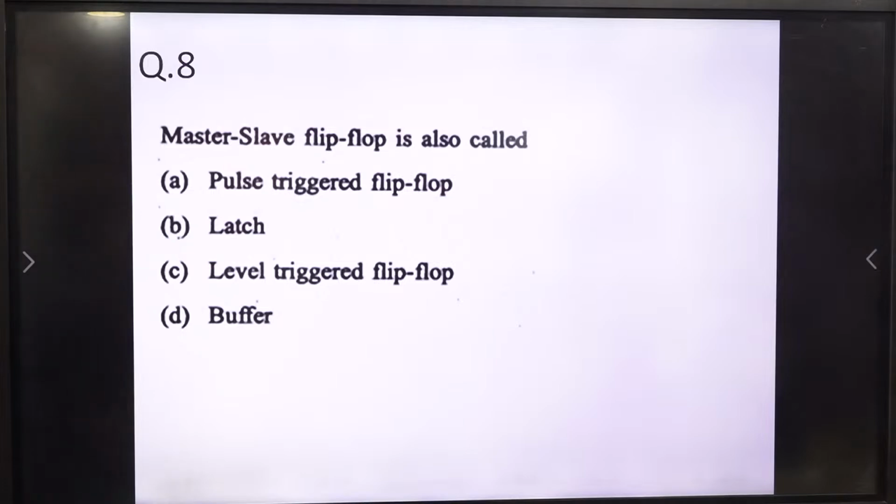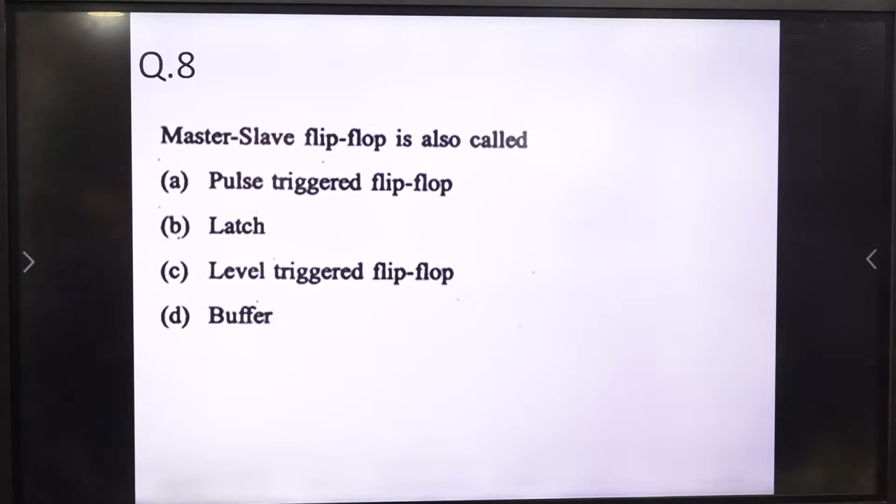So what is the answer here? If you get this question, master slave flip flop is also called what? Master slave flip flop का दूसरा नाम क्या होता है? What do we call it? Pulse triggered, or latch, or level triggered, or buffer? Which answer will you give in the exam? Write your answer in the chat box, all of you.